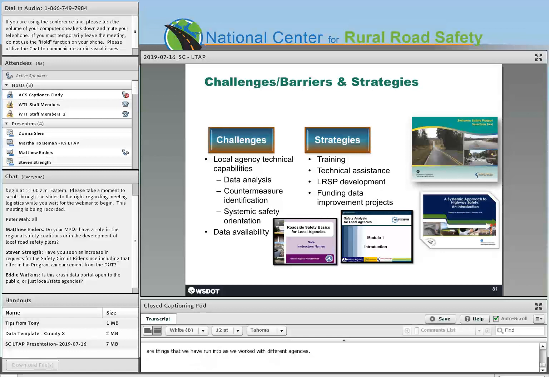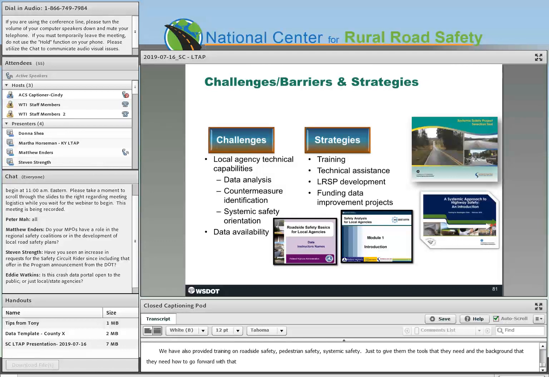Some of our strategies to overcome that, a big one we rely on is training, that especially when agencies started coming back to us as we began to give them these larger data sets to work with, and said, we don't know what to do with this, we worked with Federal Highways to develop a safety analysis training for local agencies that basically said, once you have the data, how do you use that data to identify individual locations, and how do you use that data to identify what kinds of countermeasures to use. We've also provided training on roadside safety, pedestrian safety, systemic safety, just to give them the tools that they need and the background that they need to know how to go forward with that.